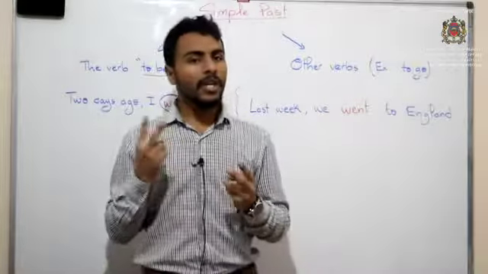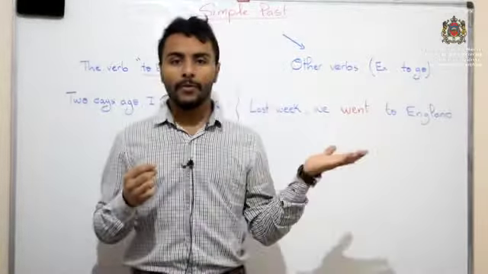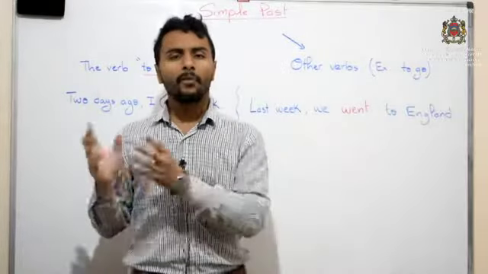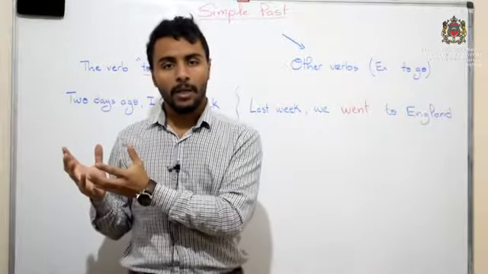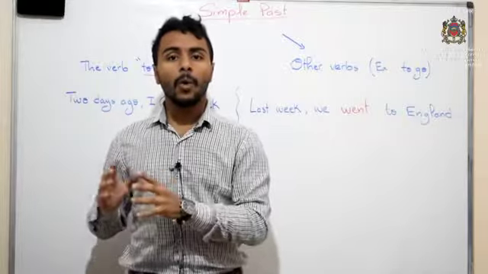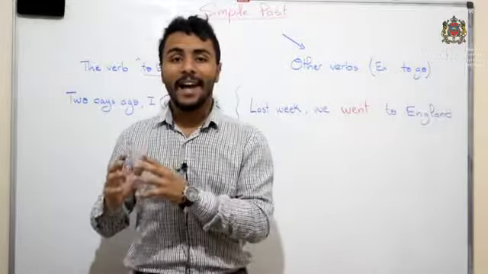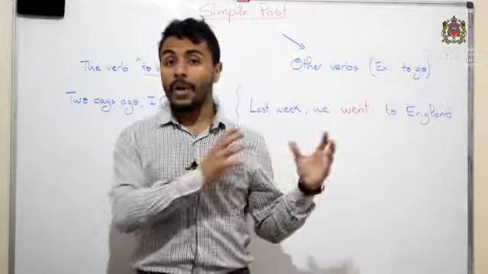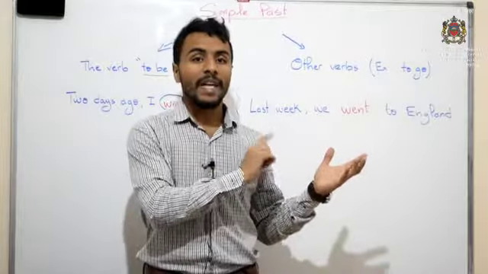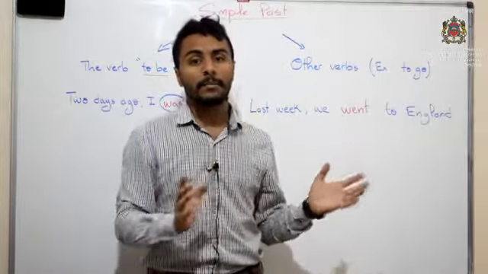Now, there are two types of verbs, regular verbs and irregular verbs. Irregular verbs change the form, and there is a list of all the irregular verbs and how they change the form. Regular verbs, you can just add ed to them, and that's it.